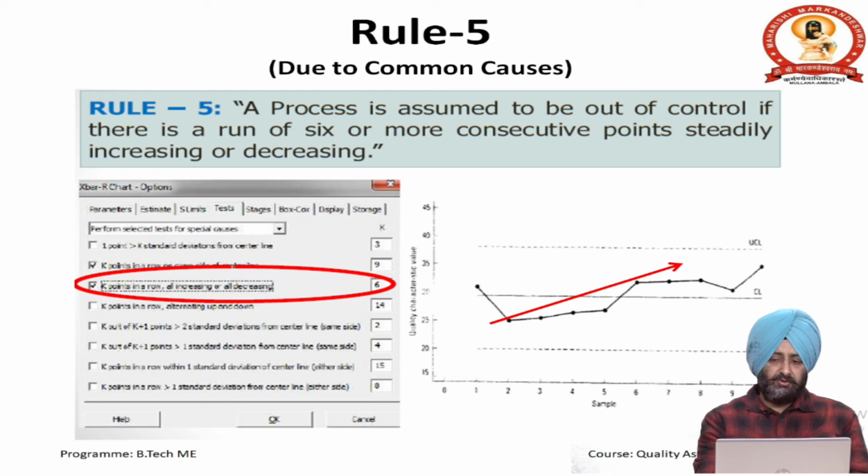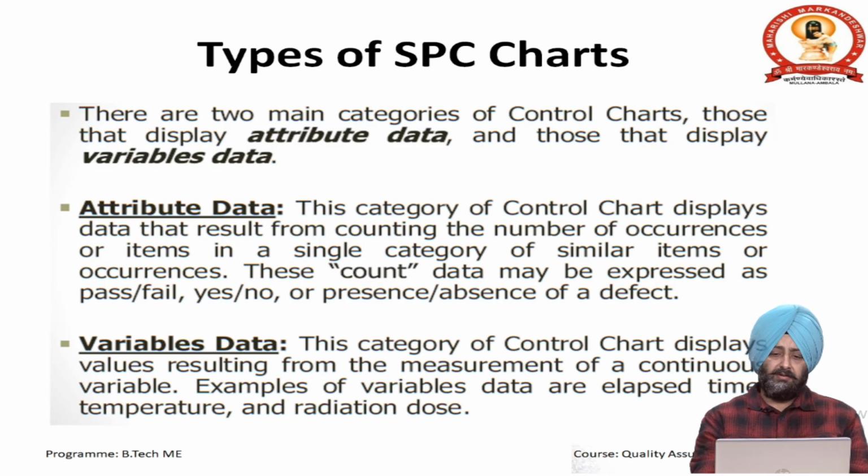So you may cross the center line, the mean line, you can say. A process is assumed to be out of control if there is a run of 6 or more consecutive points steadily increasing or decreasing. So this is again a condition for out of control. So these are 5 internationally accepted rules through which you can interpret whether the process is in control or out of control. Now the next thing is the type of SPC charts.